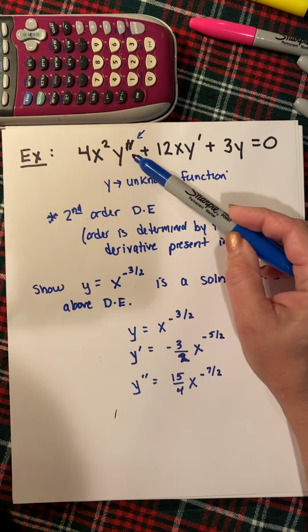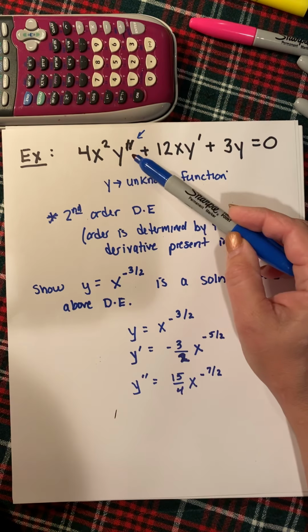So we want to see if, in fact, this all balances out on both sides of the equation. So 4x squared times 15/4 x to the negative 7/2, plus 12x times the first derivative, negative 3/2 x to the negative 5/2, plus 3 times x to the negative 3/2. And does that equal 0?